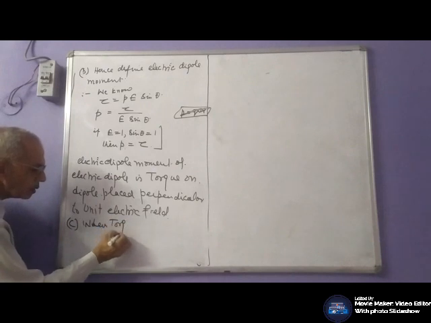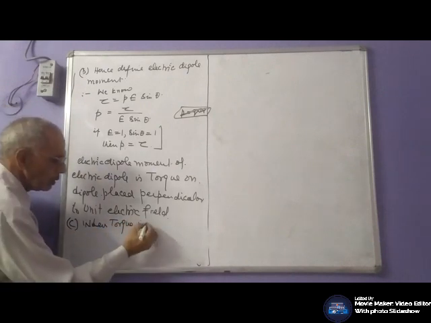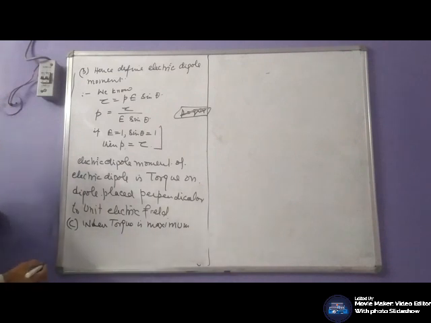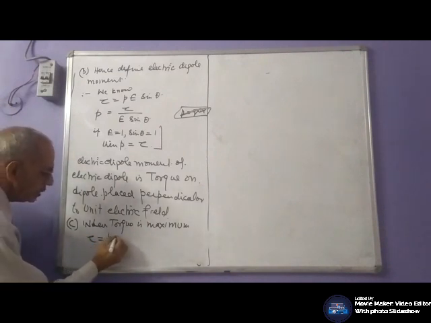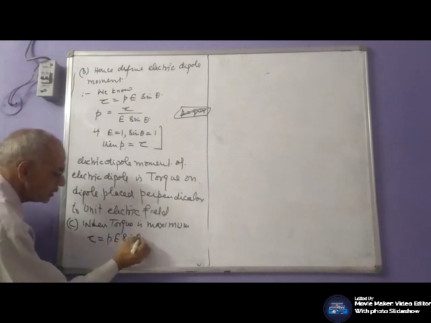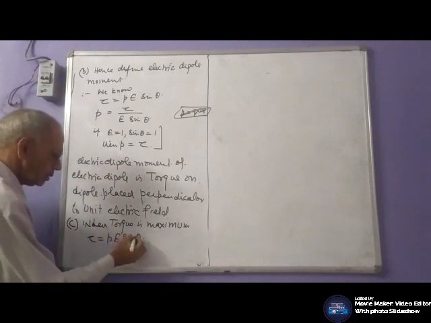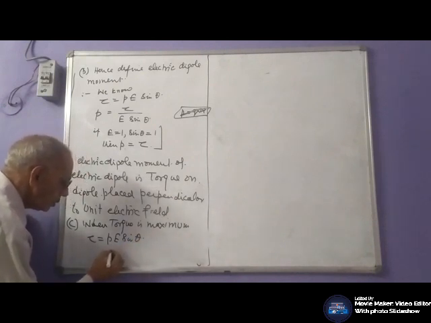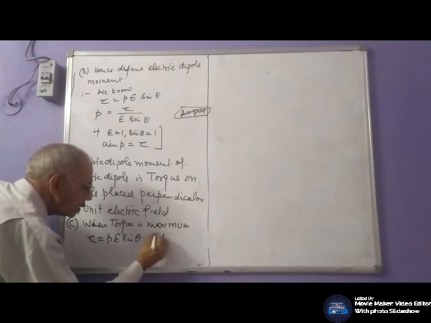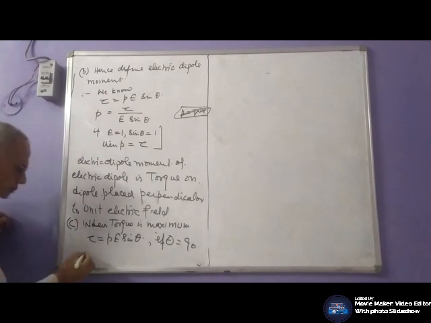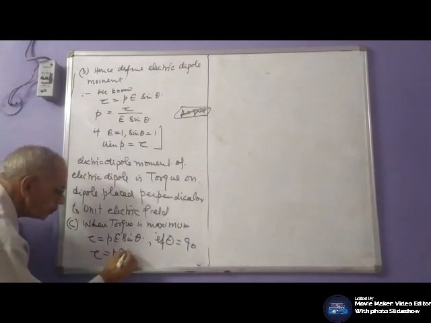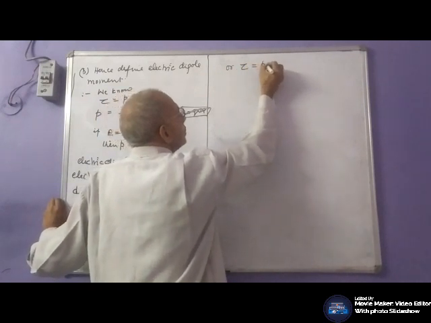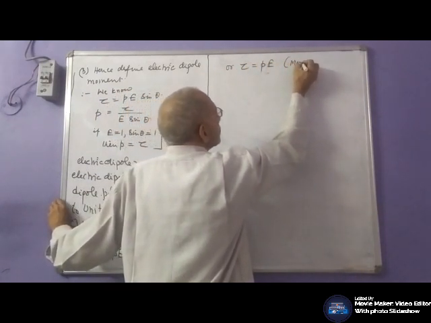When torque is maximum? Torque is PE sin theta. If theta is 90, then torque is PE sin 90, or torque PE, maximum.